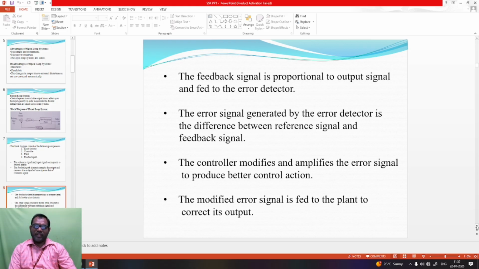Then the modified error signal is fed to the plant to correct its output. So here the output from the controller, the modified error signal, is given to the open loop system plant to correct its output. So these are the processes of the block diagram in a closed loop system.